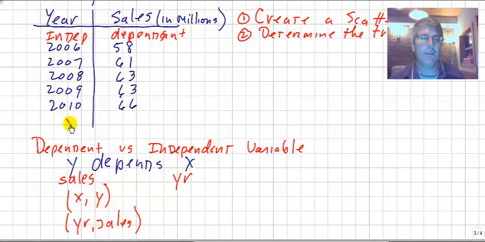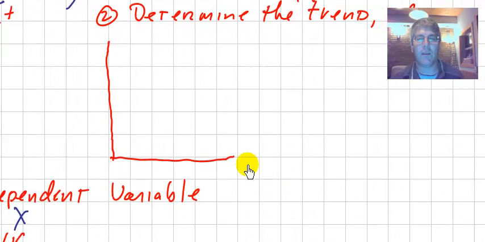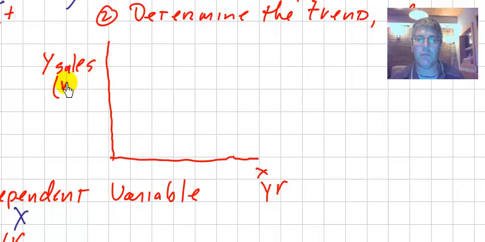Okay, so we've got this set up almost like a table of values. That's our x and that's our y in our ordered pairs. So we have this series of ordered pairs, 2006, 58, 2007, 61. So now we want to graph this. And since we know our dependent and independent variable, we know what goes on both the x and the y-axis. So our x-axis is going to be year, and our y-axis is going to be sales in millions.